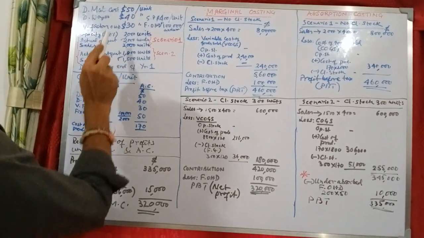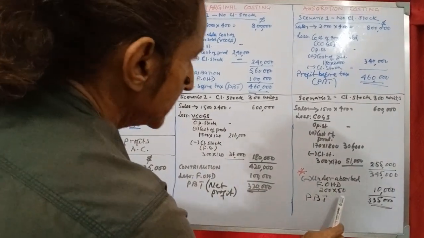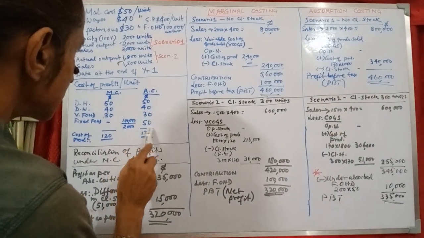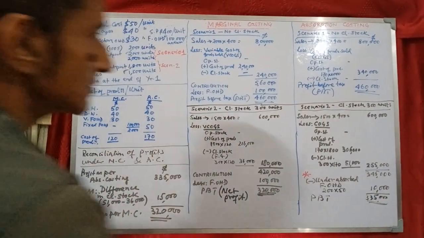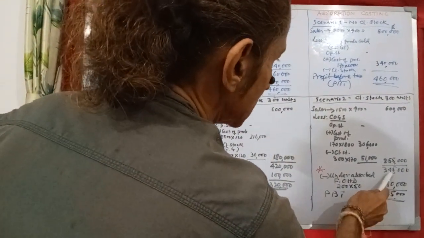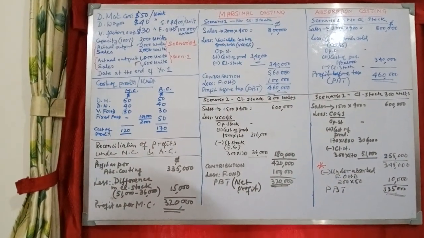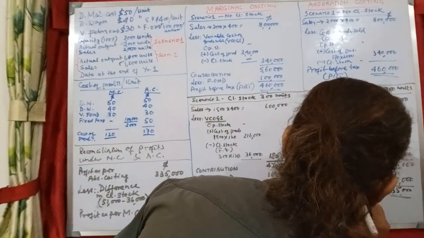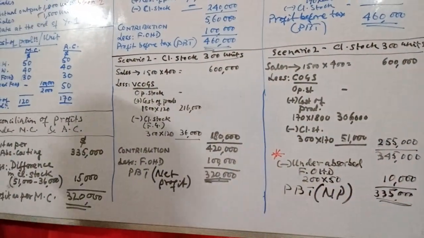So from here we shall deduct under absorbed fixed overhead, that is 100% capacity production minus actual output, 2000 minus 1800, that is 200 into 50. What is 50? 50 is the fixed overhead absorption rate, 100,000 by 2000. So this gives us 10,000. We deduct 10,000 from 345,000 and we get PBT, that is profit before tax or net profit, same thing, that is 335,000.